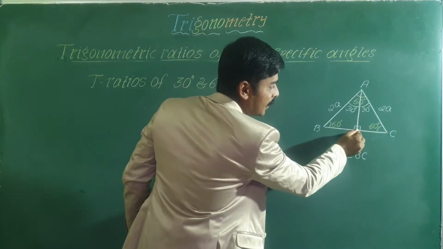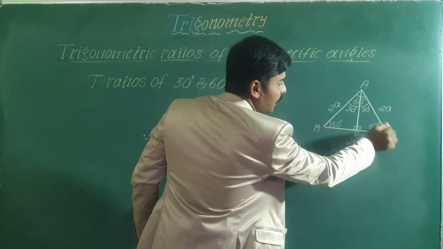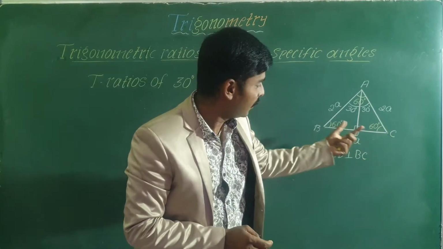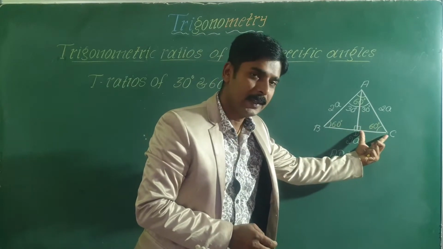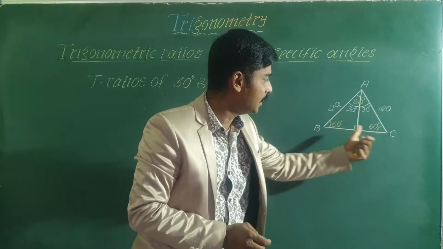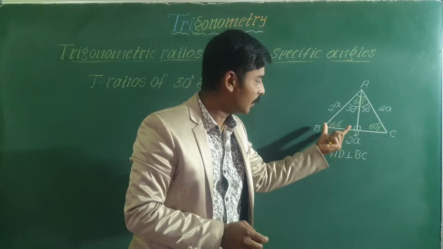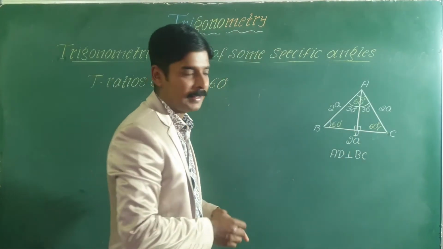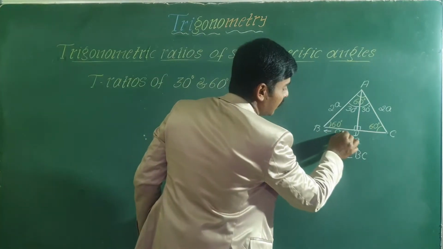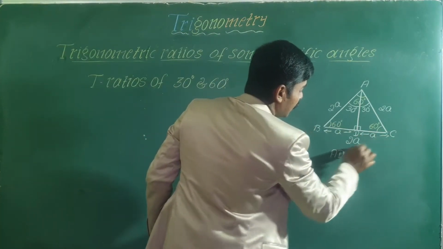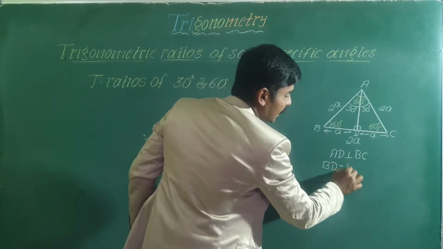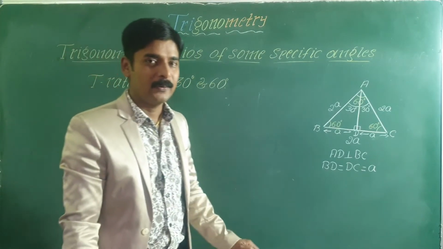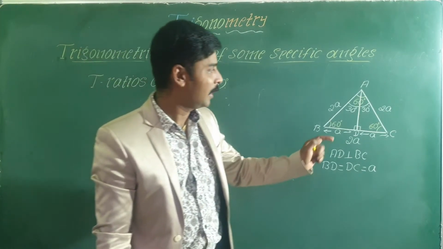And this D will be the midpoint of BC. Since D is the midpoint of BC, BD will be equal to DC. And we know BC is equal to 2a. So then what will be the length BD and DC? It will be half of 2a, that is a. So BD is equal to DC, equal to a units. Now we must find the trigonometric ratios of 30°.